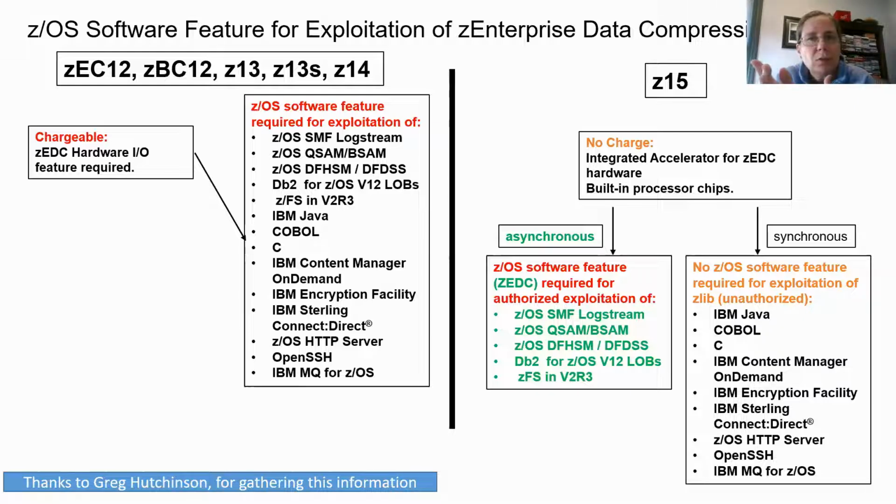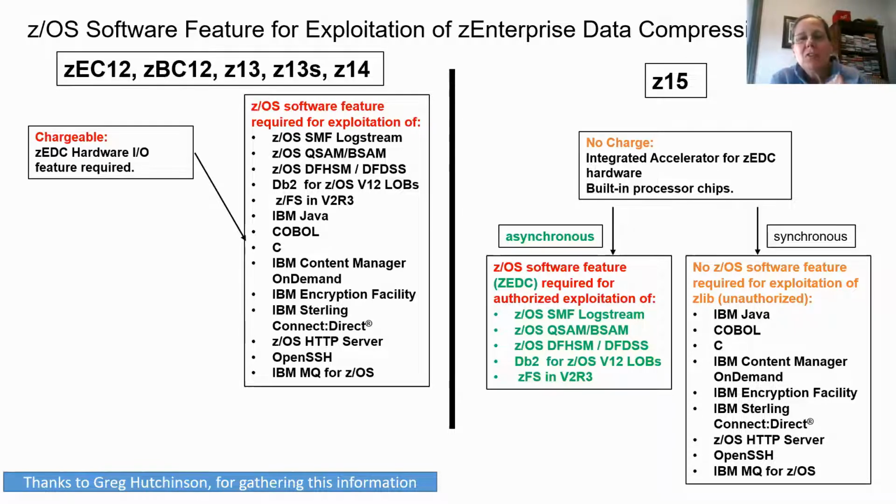Now let's move to the right side of the chart, which is the world now of the Z15. So in the Z15, I think things get a whole lot easier. There is no hardware priced feature for compression anymore. Like I said, it is on the chip, it's the NXU portion of the chip. There's no charge for the hardware feature. However, we still have remaining the zOS software priced feature called zEDC. But now what we see is a split of which exploiters need which side of it.